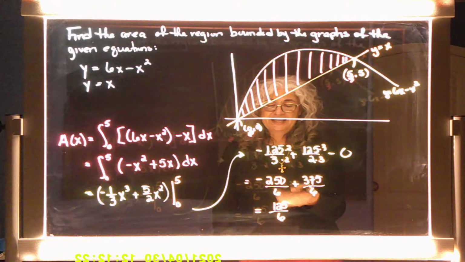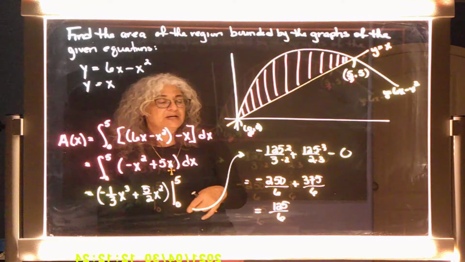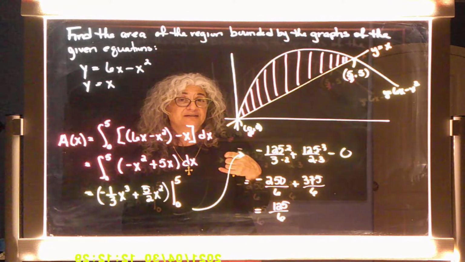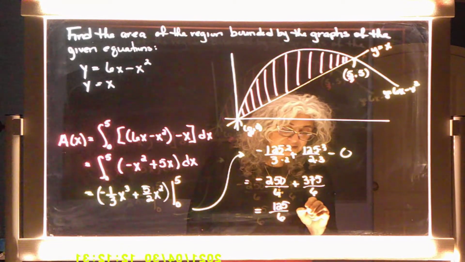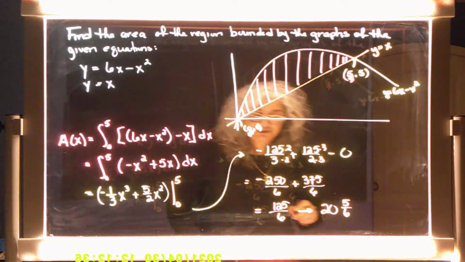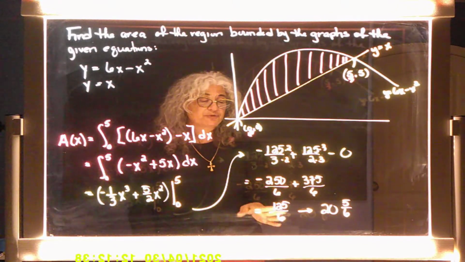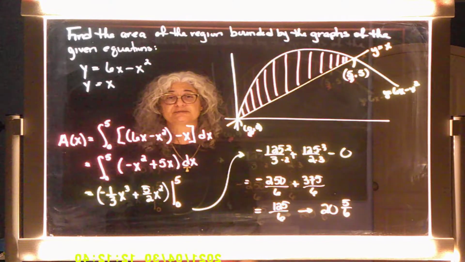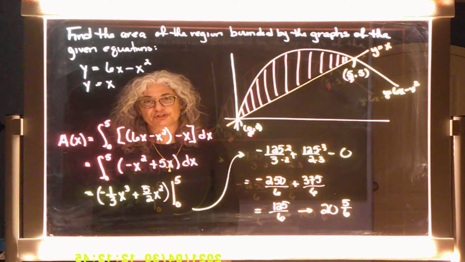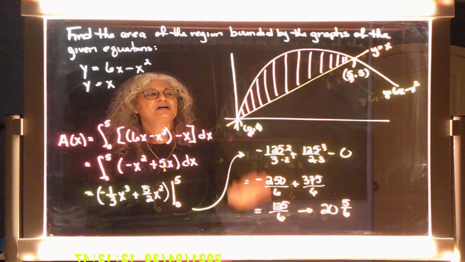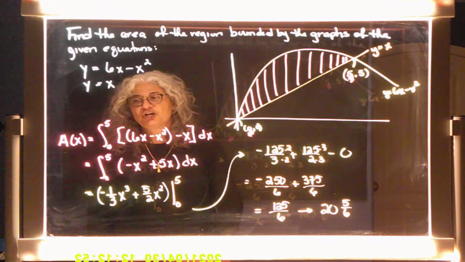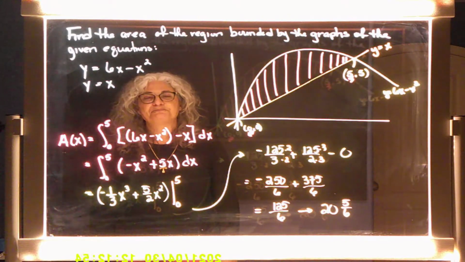Cool. Can I reduce that? No. If they want a fraction, there it is. If they want a mixed number, then we're going to give them 20 and 5 over 6. So be careful of the directions. What do they want? Do they want the fraction or do they want a mixed number? Good? Okay. Again, this problem was a lot simpler in its computation, but I had to go do my graphing and find the 2 points of intersection so I could figure out the actual integral.